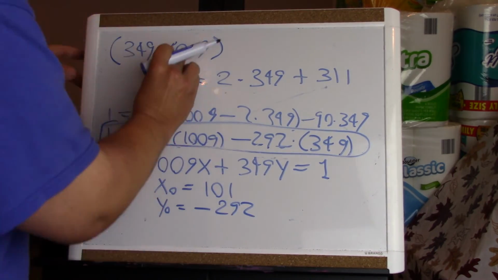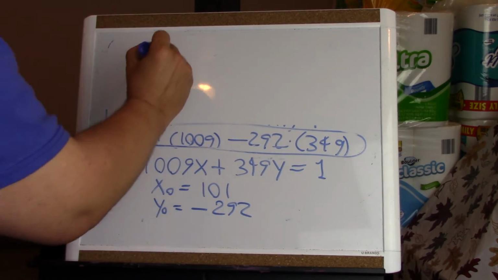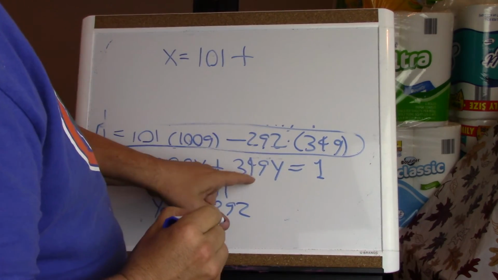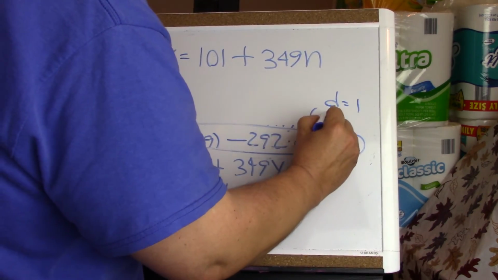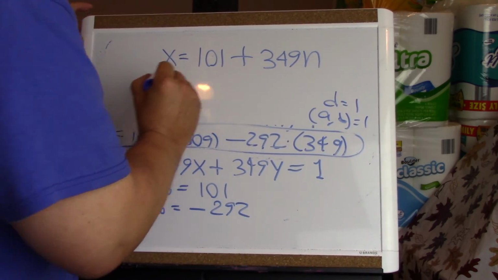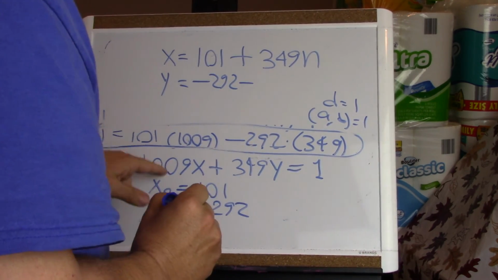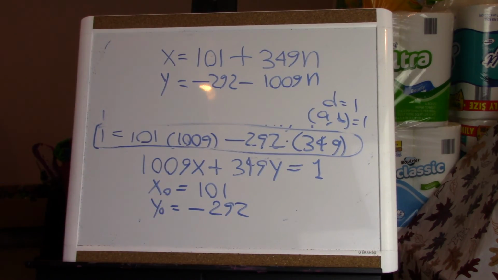That means my equations are x is equal to 101 plus 349t, and remember that d is equal to 1 in here because a and b are relatively prime, and then my y equation is minus 292 minus my a. Okay, so that's what we have for the linear Diophantine equation if somebody asks us in an exam to give it.